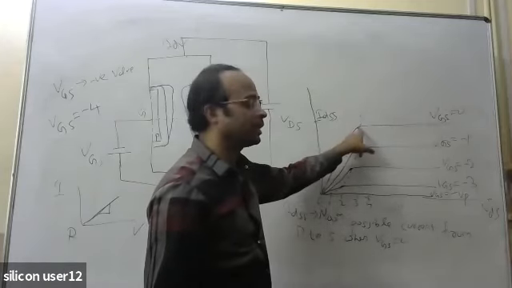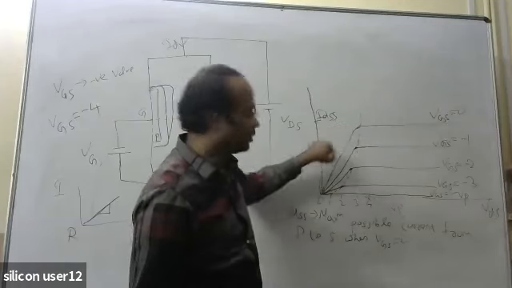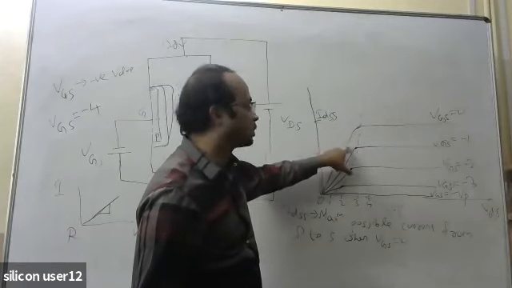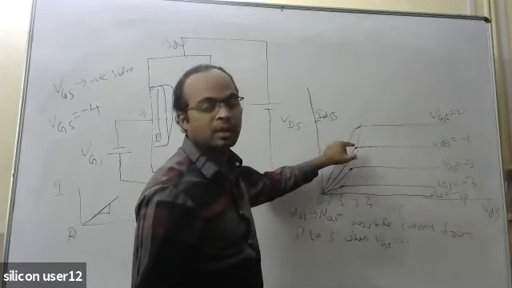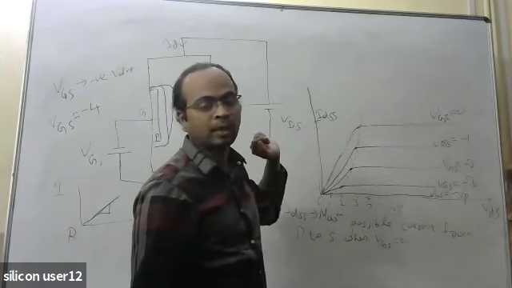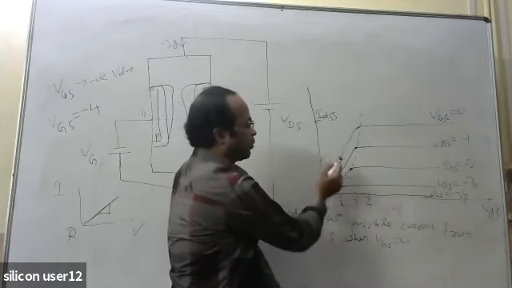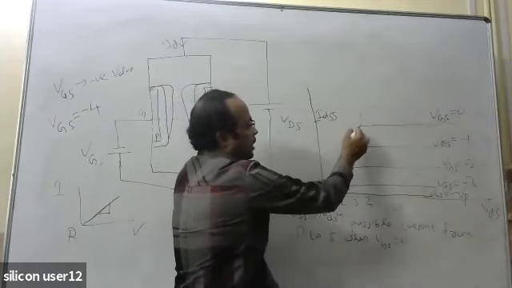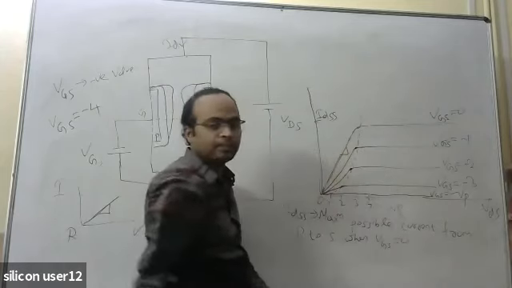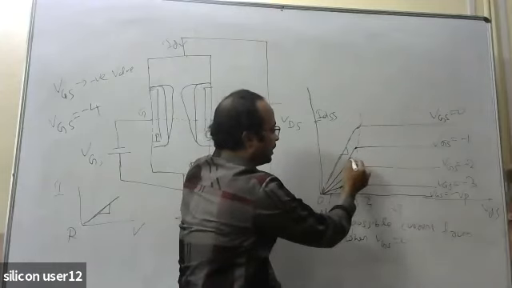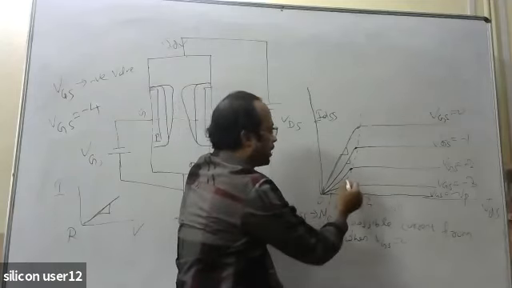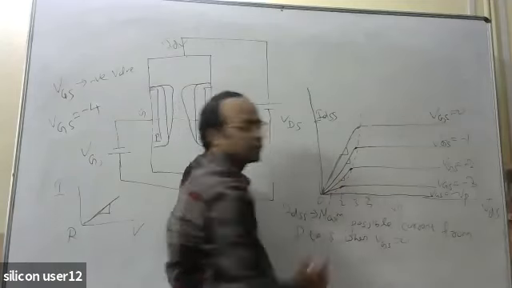Till this point, it is acting like a resistor because it is almost like a straight line. So I can find out how much is the slope of this device, and that slope is the resistance offered by the JFET. Here you can mark one thing. For VGS equal to 0, I am getting this much, and the slope of this one is the resistance. For VGS equal to minus 1, the resistance is the slope of this, and for VGS equal to minus 2, the slope is this one.